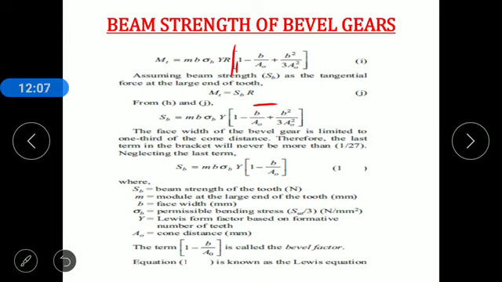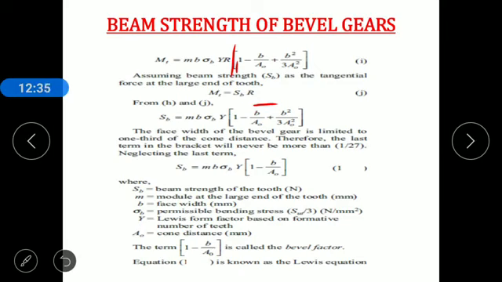Okay, now another important thing in the beam strength of bevel gear: the face width of the bevel gear is limited to 1/3 of the cone distance. Here the face width of the bevel gear is limited to 1/3 of the cone distance, and when we take the cube of 1/3, we get the value 1/27.